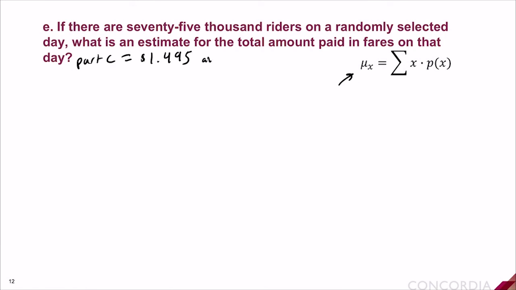Since this is the average each rider pays, all we have to do is multiply the 75,000 passengers times the amount that each passenger pays to give us an answer of $112,125, which means that if there are 75,000 riders on a selected day, there should be about $112,125 paid in fares on that day.